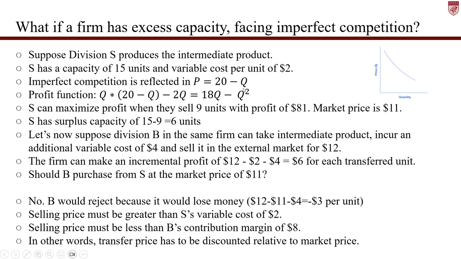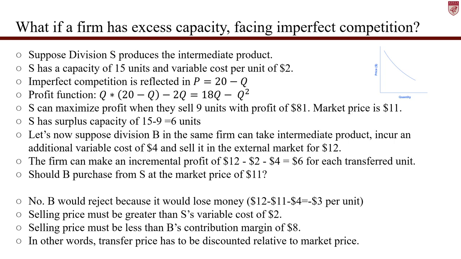20 minus Q. Let's say this is their demand curve. And you want to make sure that P times Q, which is selling price times Q, minus the cost, which is coming from the variable cost, 2 times Q, is maximized. So that is their profit function: P times Q minus 2Q, where we replace P with 20 minus Q. That gives us 18Q minus Q squared.